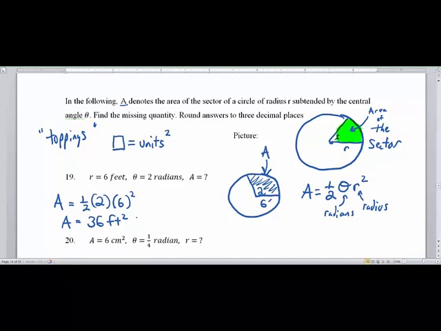Kind of a cool note about the units. You'll note that my radius was given in feet, so if I put the word feet inside of this little parenthesis here, feet times feet is feet squared. So kind of cool unit measurement things come out there. So we have the area is equal to 36 feet squared.